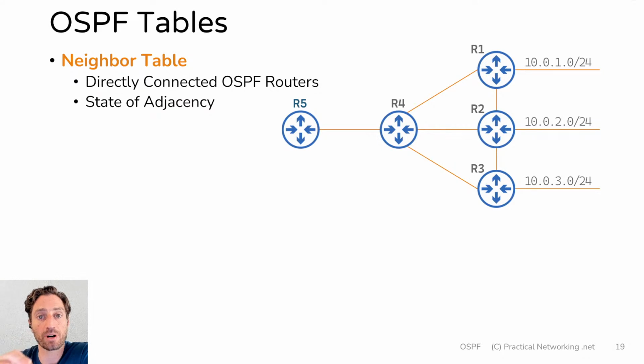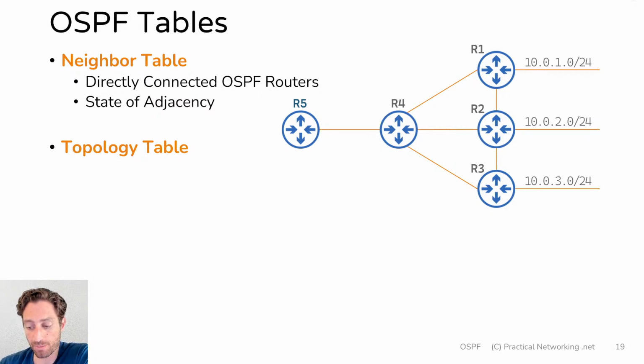So the main part about the neighbor tables is I'm going to know all my directly connected neighbors, and I'm going to know the state of the adjacency, the state of the relationship at the moment. So that's the main thing that's going to be in the neighbor table, which brings us to the topology table.